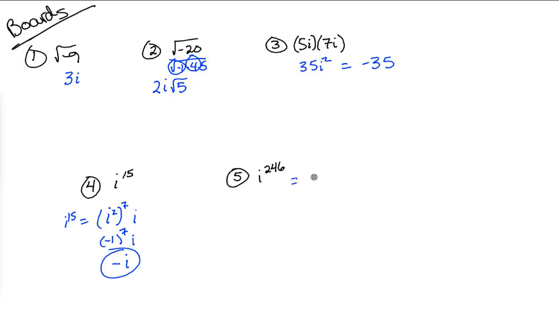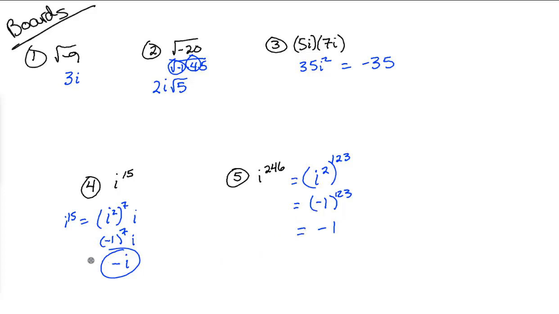That's going to equal i squared how many times? Looks like 123 times. Is that right? And do we have any remainder on that at all? 2 goes into 246, 123 times. No remainder. So this is going to be -1 to the 123rd power. That is an odd number of negatives. So we come out with -1. i to the 246th power is -1.